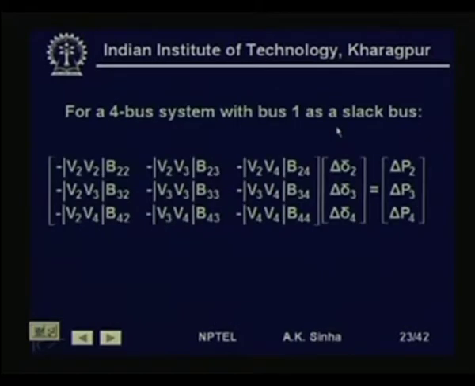Now, if we take a 4 bus system where bus 1 is a slack bus, then we can write the expression for J1 into delta delta is equal to delta P in this form as V2 into V2 B22 minus V2 into V3 B23 minus V2 into V4 B24, and similarly V3 V2 into B32, V3 V3 into B33. This is V2 V2 into B22 into delta delta 2 minus V2 into V3 B23 into delta delta 3, and so on. So, this is the expression that we have got. These are the Jacobian matrix elements.